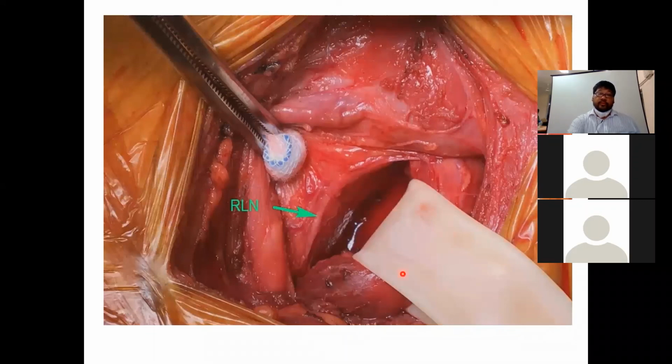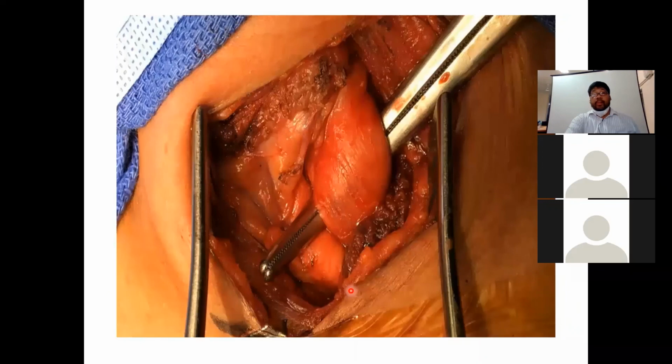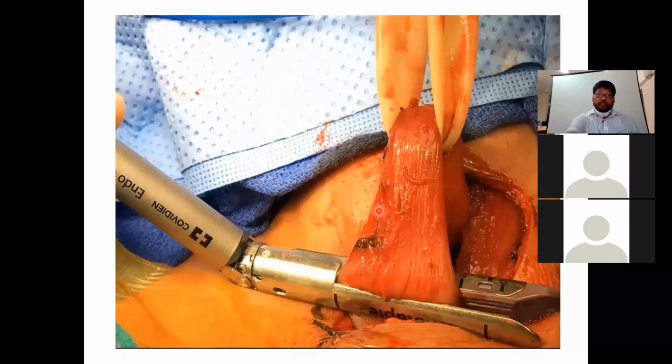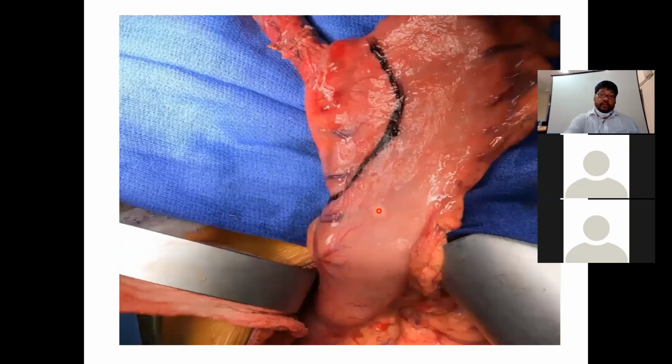Now this esophagus here will be transected, and ultimately the new esophagus which is made is pulled up through the thoracic cavity, and it will be anastomosed here. So this is the esophagus which we can see here. This will be transected. So the stapler is applied for transection purpose. And this is the neo esophagus which is made out of the stomach.